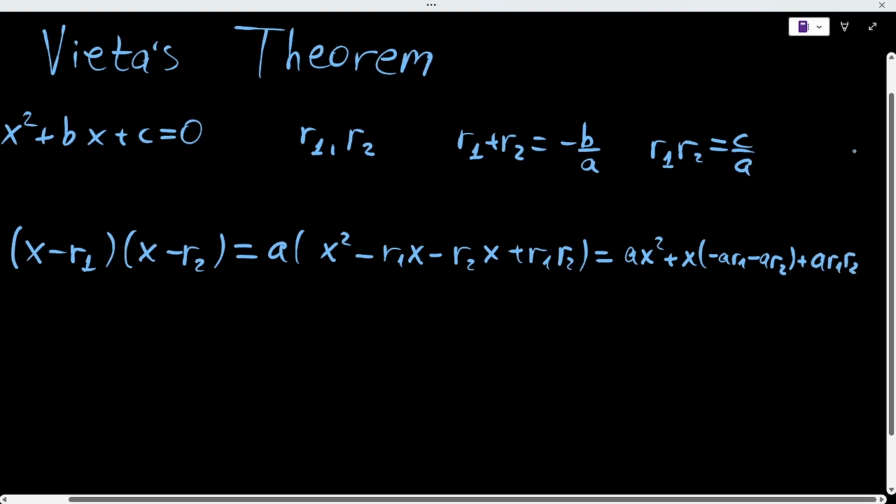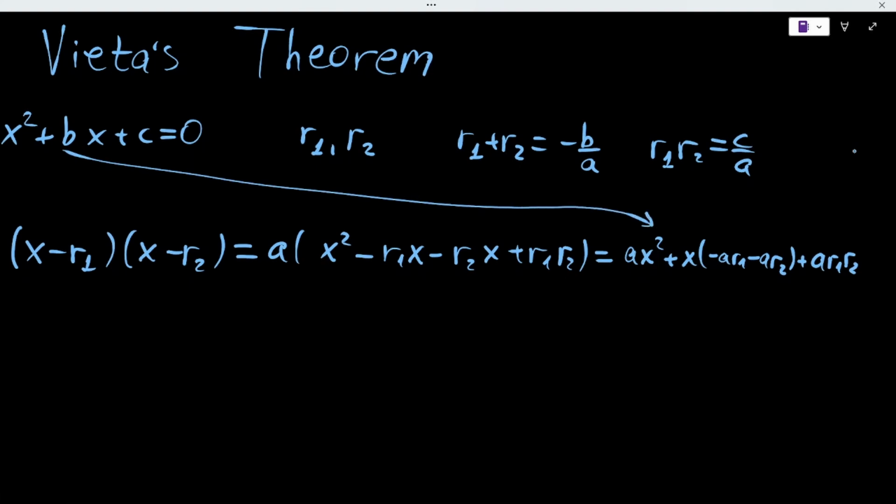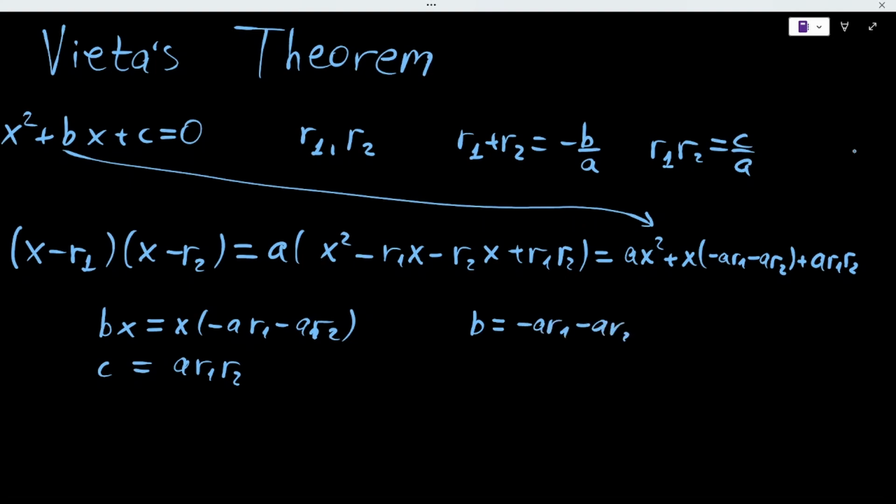And as we know that these two equations are the same, this means that the coefficient of every term must be the same. So b times x must be equivalent to x times (minus a times r1 minus a times r2), and c must be equivalent to a times r1 times r2. From here we can conclude that b equals minus ar1 minus ar2. So r1 plus r2 equals negative b divided by a. And similarly, c over a will be equivalent to r1 times r2 if we divide both sides by a.